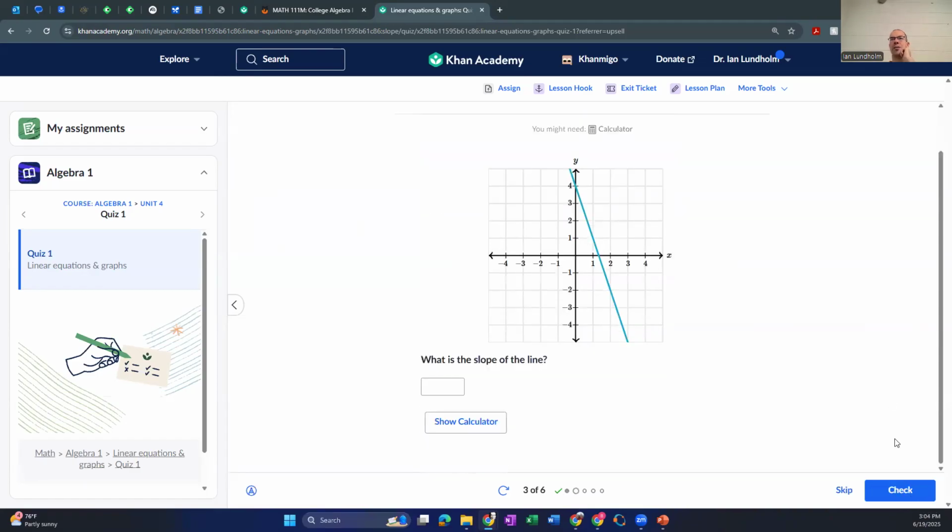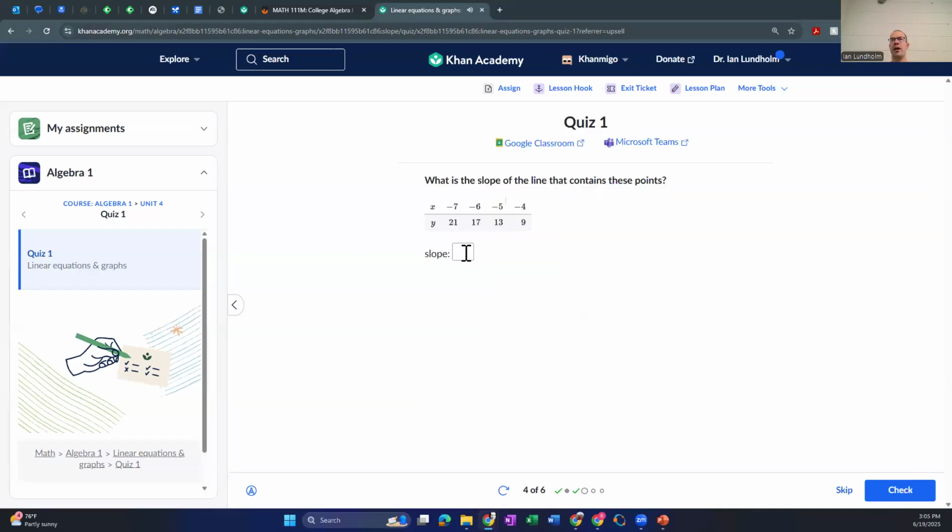All right, let's go to the next question. What's the slope of that line? Hopefully I can see that. It looks like we go down 6 and over 2. Yeah, that's the slope of -3. All right, so we'll get some of these questions right. What's the slope of the line? It looks like we're subtracting 4 each time. Boom.